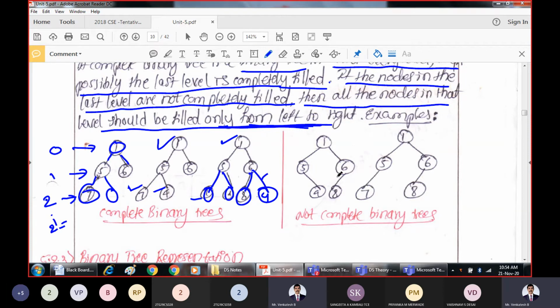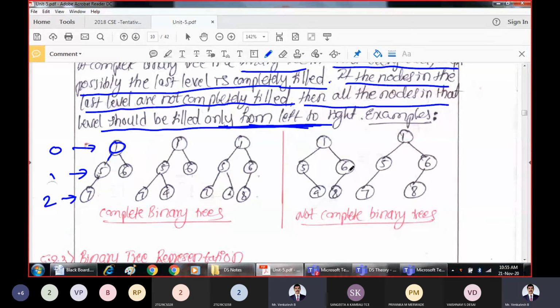What are the examples of a not complete binary tree? It is not a complete binary tree. Why? Because the property says every level must be completely filled. Level 0 is completely filled. Level 1 is also completely filled. Coming to level 2, it is not completely filled. Because if you write something like this, then it will become a completely filled binary tree.